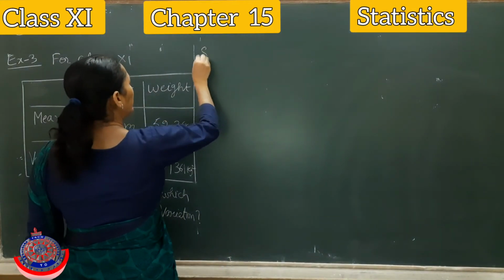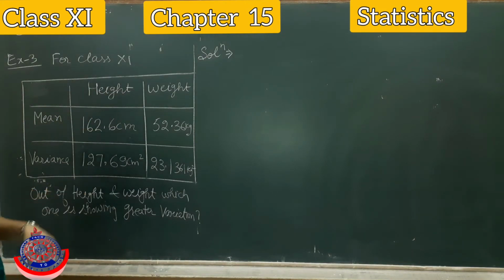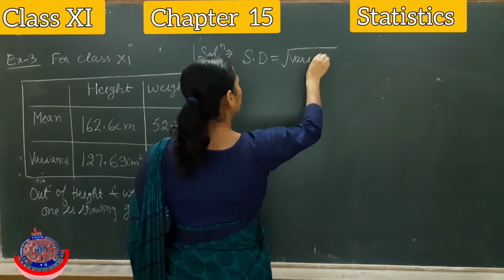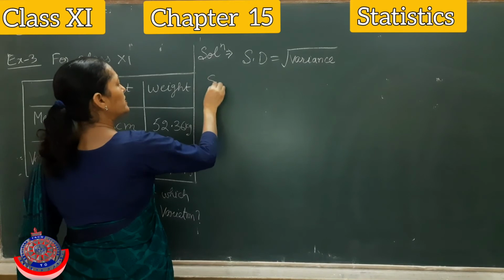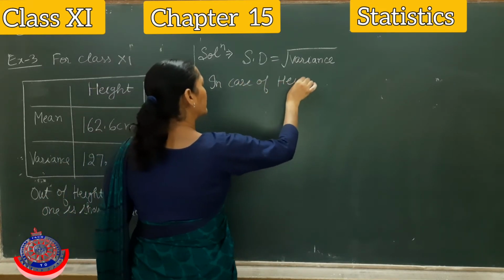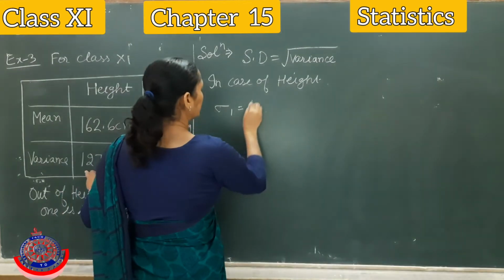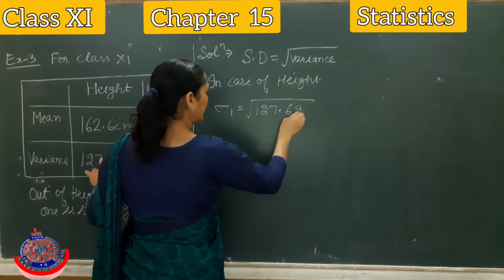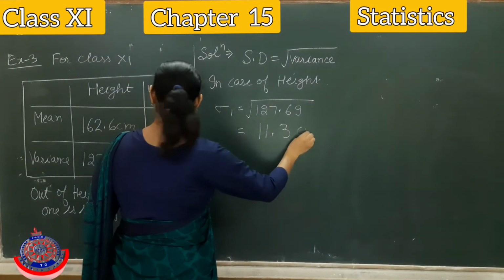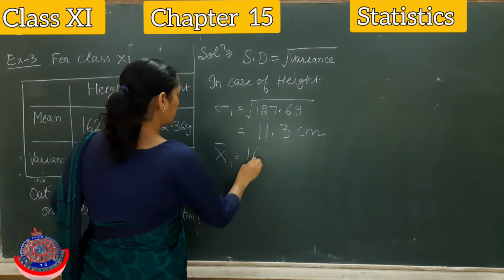So let us calculate. For coefficient of variation we need sigma, the standard deviation, and you know that standard deviation is the square root of variance. In the case of height, if we calculate the standard deviation, it will be the square root of 127.69, and if we calculate it by long division, we get our answer as 11.3 centimeter. And here the mean is given to be 162.6 centimeter.